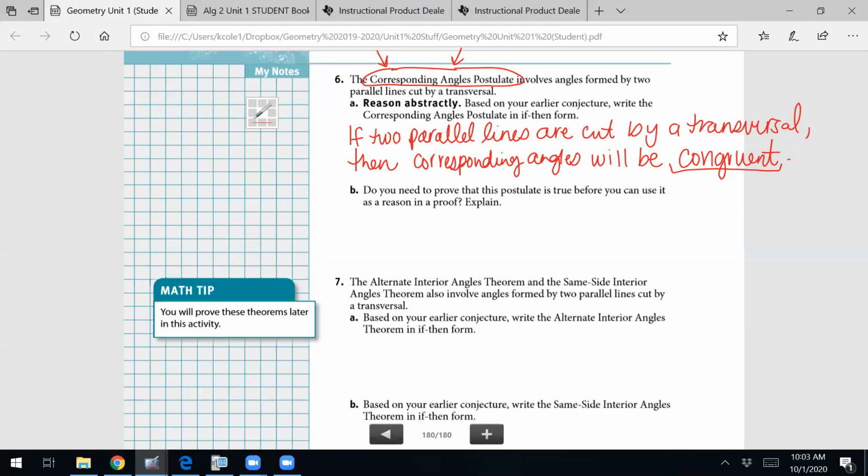Do you need to prove this postulate is true before you can use it for a proof? Do we have to prove that? No. Okay. No, we don't. It is accepted as true. Postulates equals truth. So there's no reason to prove that because it is a postulate. So you can just write that down as a reason.